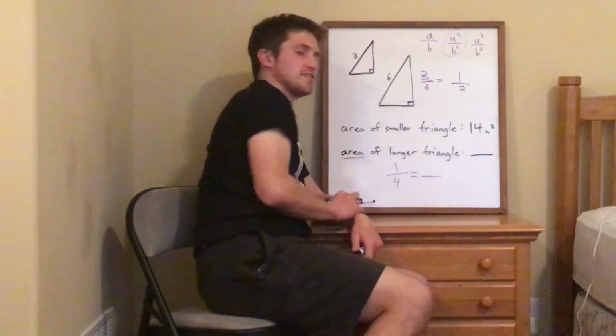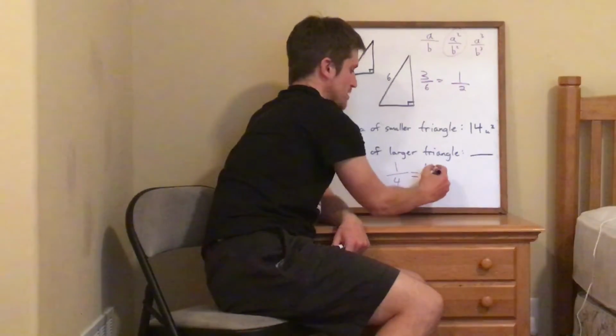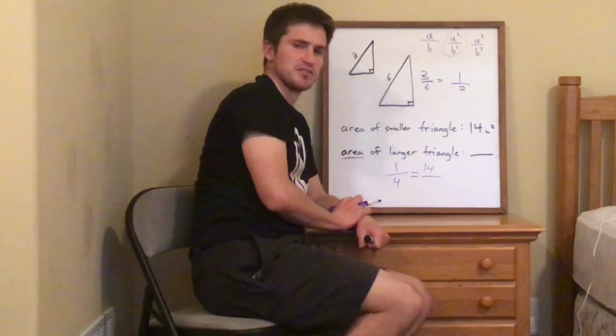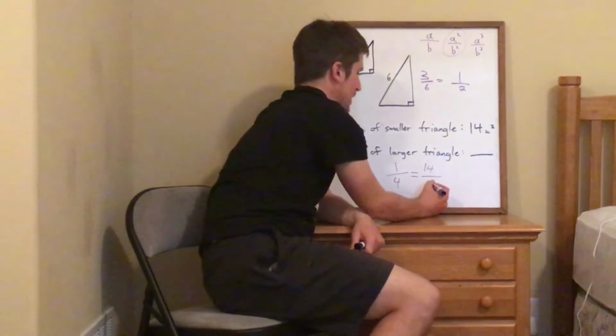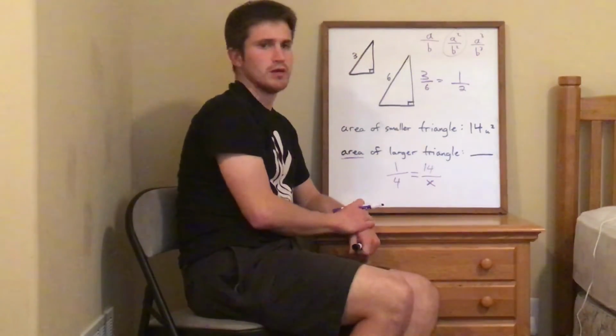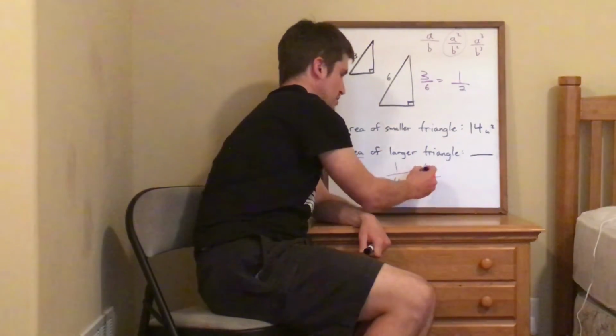The smaller one is 14. So I'm going to put 14 on top because the top is the smaller one on the left side. My unknown is right down here. So now it's a quick cross multiplication.